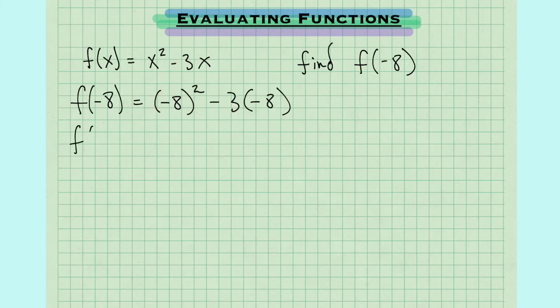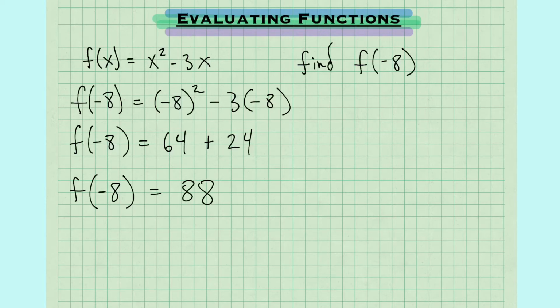Okay, so here we have f of negative 8 equals (negative 8) squared. That gives us a positive 64. And negative 3 times negative 8 gives us a positive 24. So we have f of negative 8 equals 64 plus 24. That's going to give us 88. There's our answer. f of negative 8 equals 88.